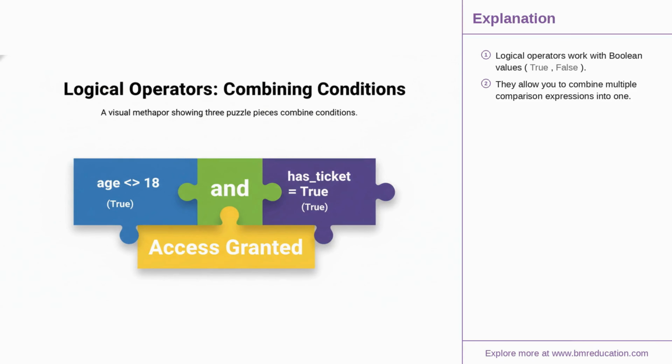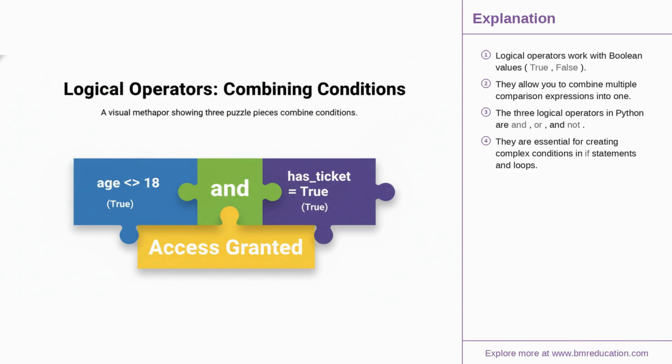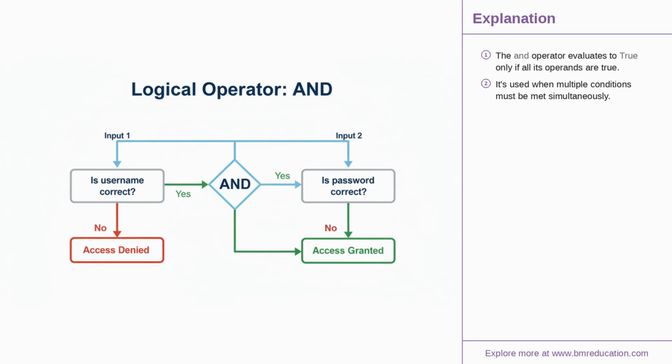Now that we can ask simple true-false questions, how do we combine them to create more complex rules? That's where logical operators, and, or, and not come in. They are the glue that allows us to build sophisticated decision-making logic from our simple comparison building blocks. The AND operator is the strictest. It only returns true if every single condition it connects is true. If even one condition is false, the entire expression becomes false.